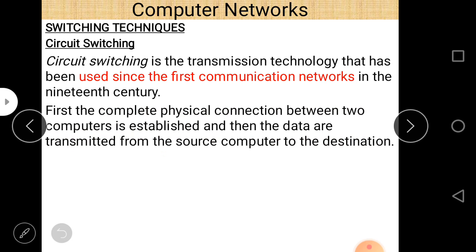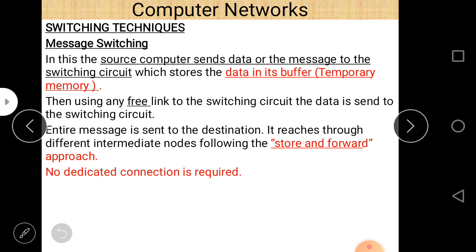Next is message switching. In message switching, the source computer sends data or the message to the switching circuit, which stores the data in the buffer. Buffer means temporary memory. Then, using any free link, the data is sent onward. An entire message is sent to the destination. It reaches through different intermediate nodes following the store and forward approach. And one of the most important points is that no dedicated connection is required.